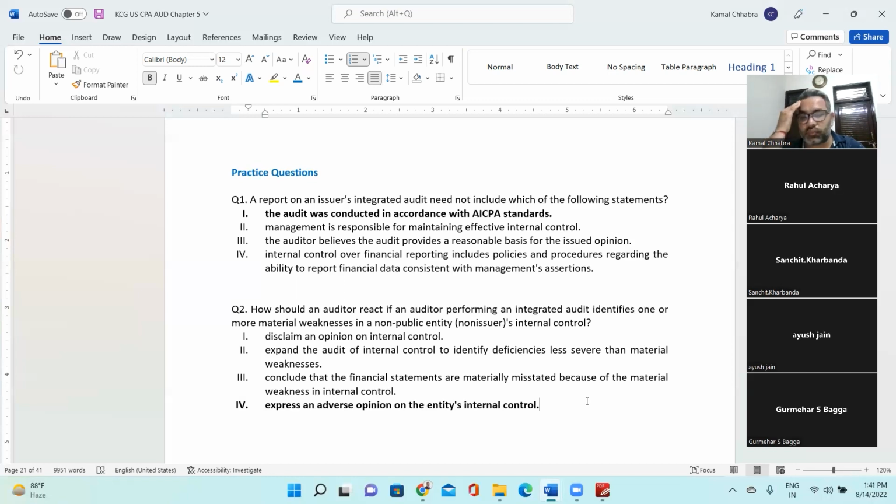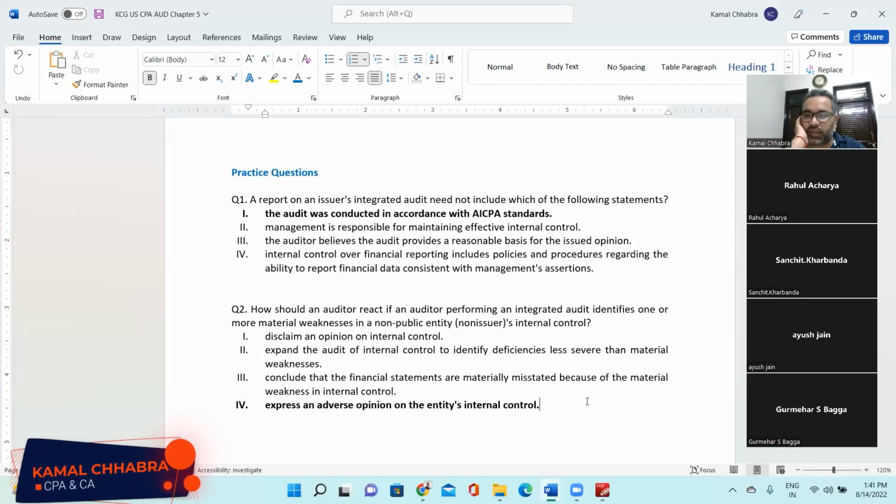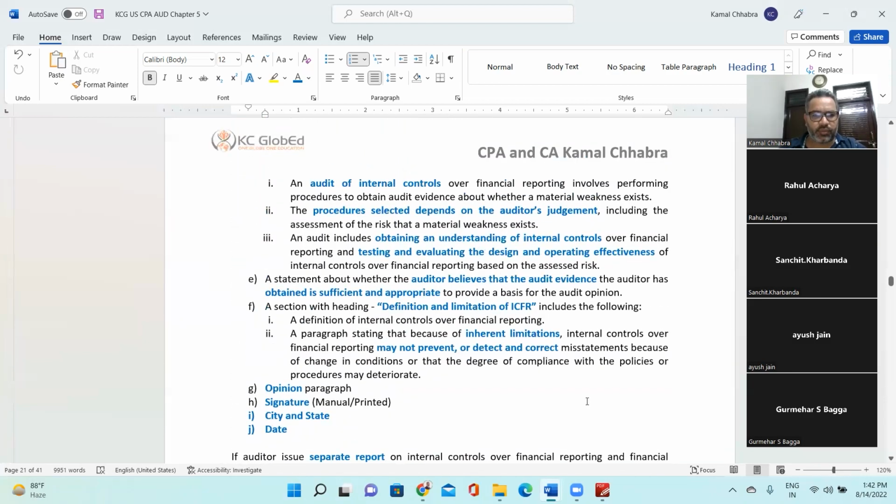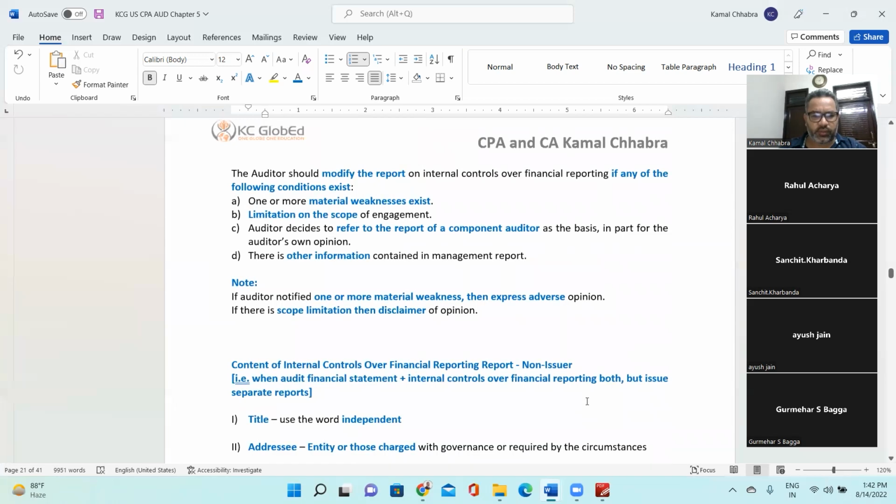Sir, we just studied that express an adverse opinion on the entity because there is a material weakness. So disclaimer of opinion is wrong, right? Expand the audit of internal control to identify deficiencies less severe. That you should not do, right? Third point, conclude that the financial statements are materially misstated. If you have identified a material weakness, does it conclude that you have a material misstatement as well? It is not necessary, right? We studied this. If you remember, it's clearly mentioned in the material weakness section when we were studying.